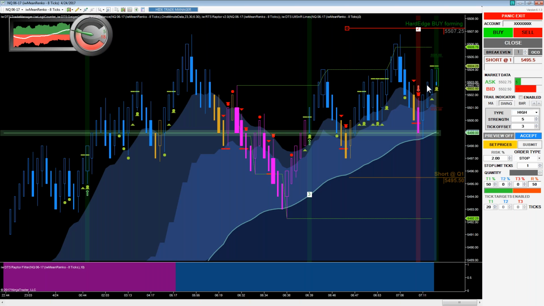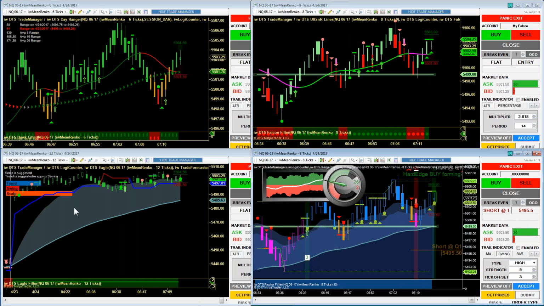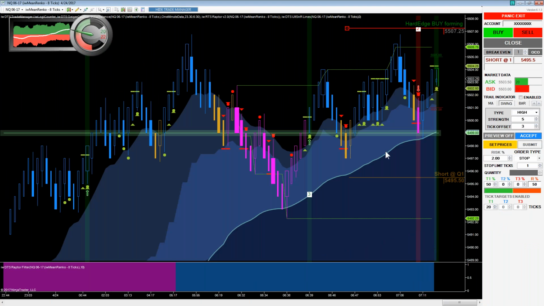All right, and should be no surprise, we're getting a hard edge buy signal. Just kind of goes with the theme here this morning. We should be in scalp mode by now. Oh yes, full on scalp mode for at least half an hour, according to Trade Forecaster.